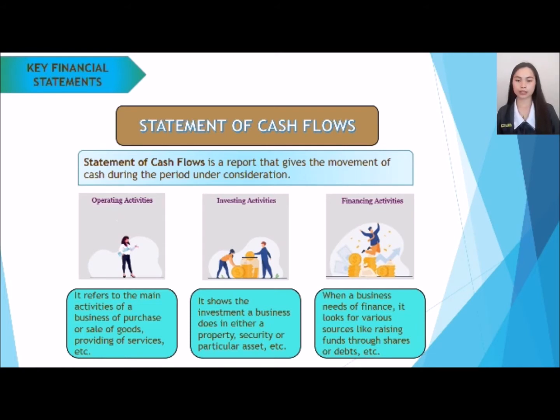The next is investing activities. Investing activities show the investment a business makes in a property, security, or particular asset, etc. For example, purchase or sale of a building or purchase of an investment. And financing activities: when a business needs finance, it looks for various sources like raising funds through shares or debts, etc. Examples are issuance of equity or preference shares, and payment of dividends. So the statement of cash flows is also useful in financial analysis because it indicates how a firm generated cash flows from its operations, how it used cash in investing activities, and how it obtained cash from financing activities.